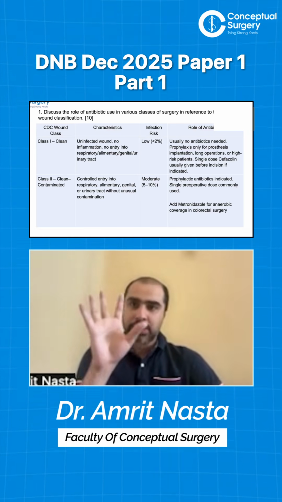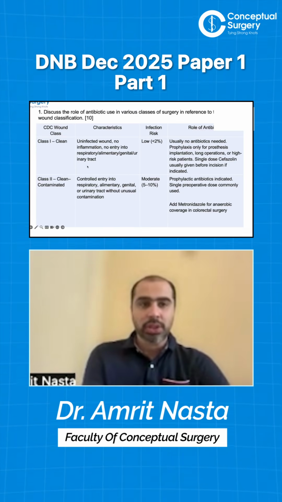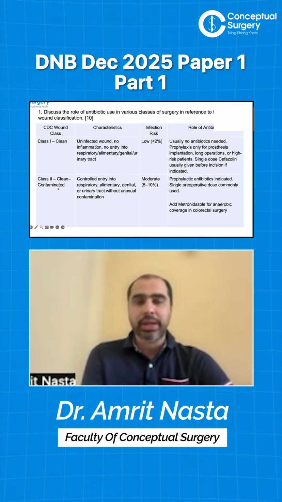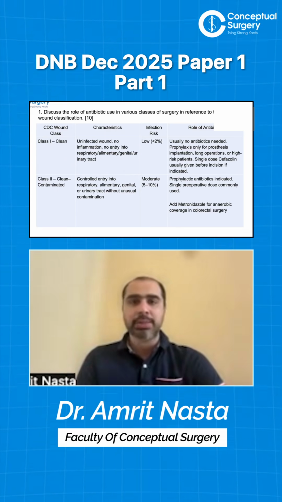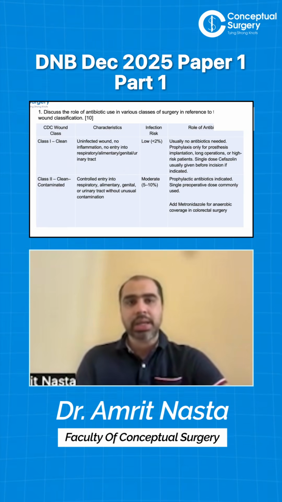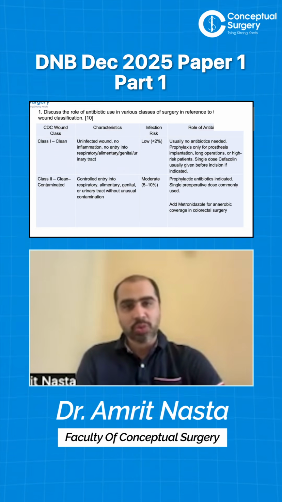Right. So first, write the 4 classes of surgical wounds, which go in the order clean, clean contaminated, contaminated, and dirty. Then explain each of these wound categories. In a clean wound, there is no entry into a body cavity. So these are superficial surgeries.